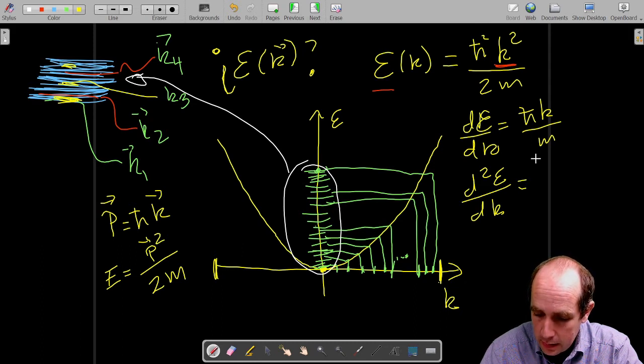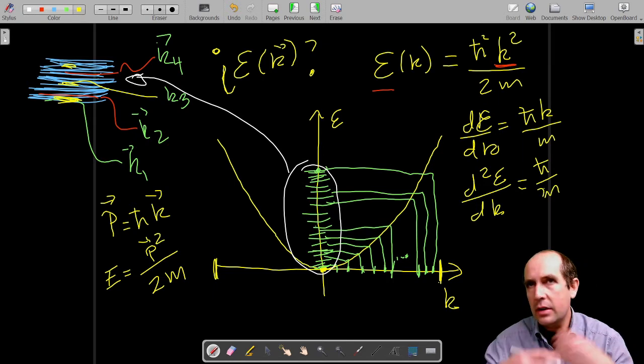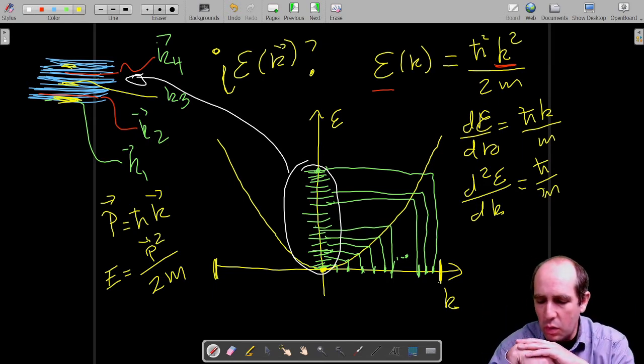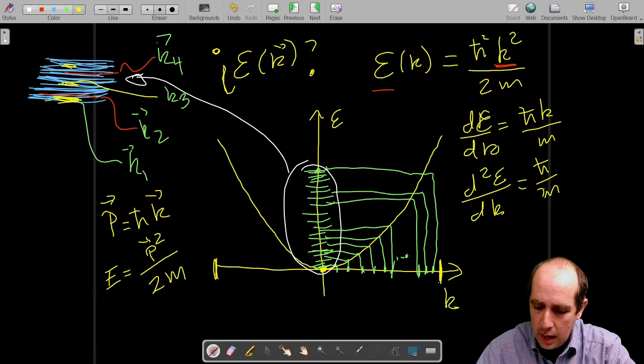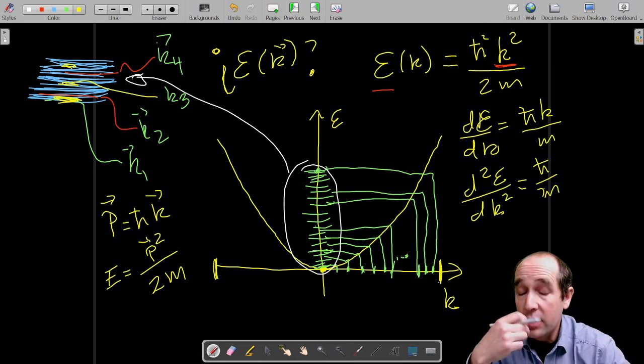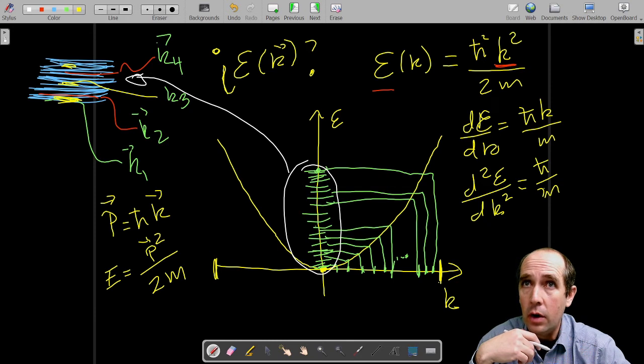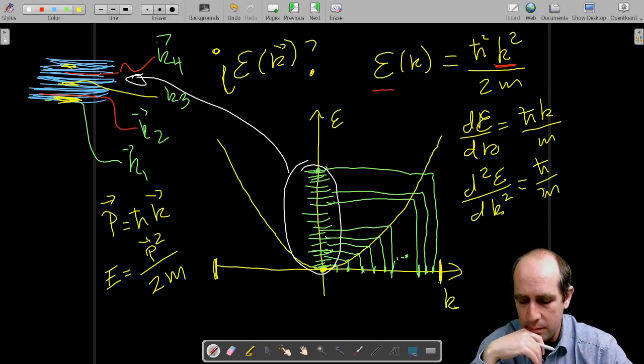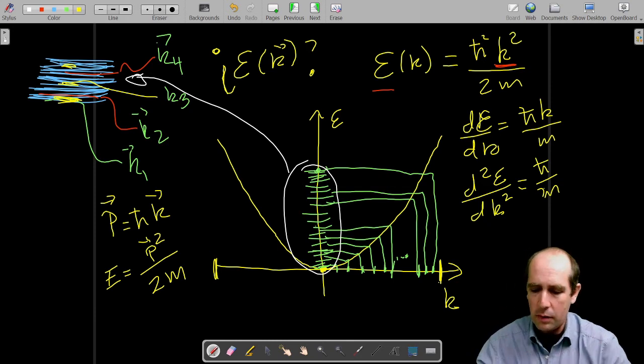basically h bar divided by M. Okay, so h bar is a universal constant, so we will not discuss that. The main interesting thing is that the second derivative of the energy with respect to K is actually the inverse of the mass, and h bar is there, but let's not worry about that for a second.